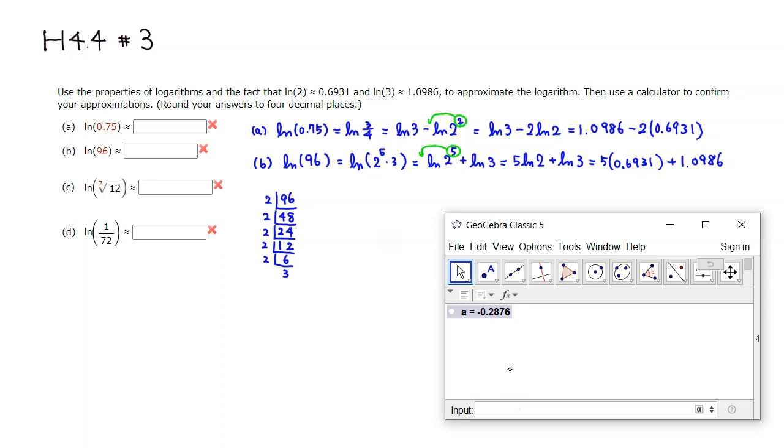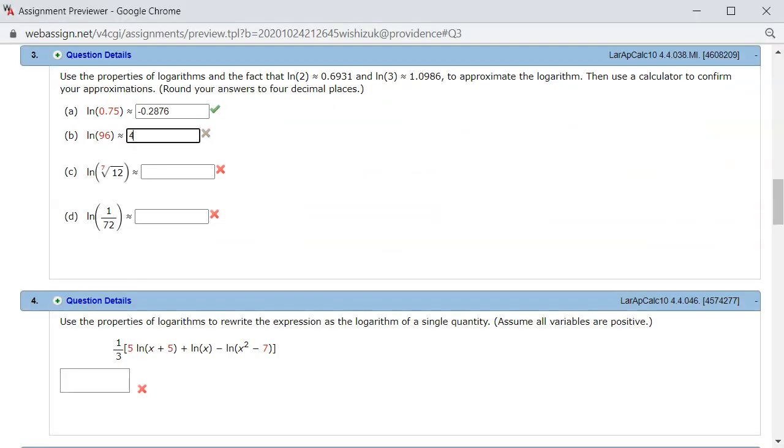All right, so let's do that. You have 5 times 0.6931, and then we want to add 1.0986 and hit enter. It came out to be 4.5641. So let's put that in. 4.5641. Let's check the answer. I came back and it looks like we got part B correctly.